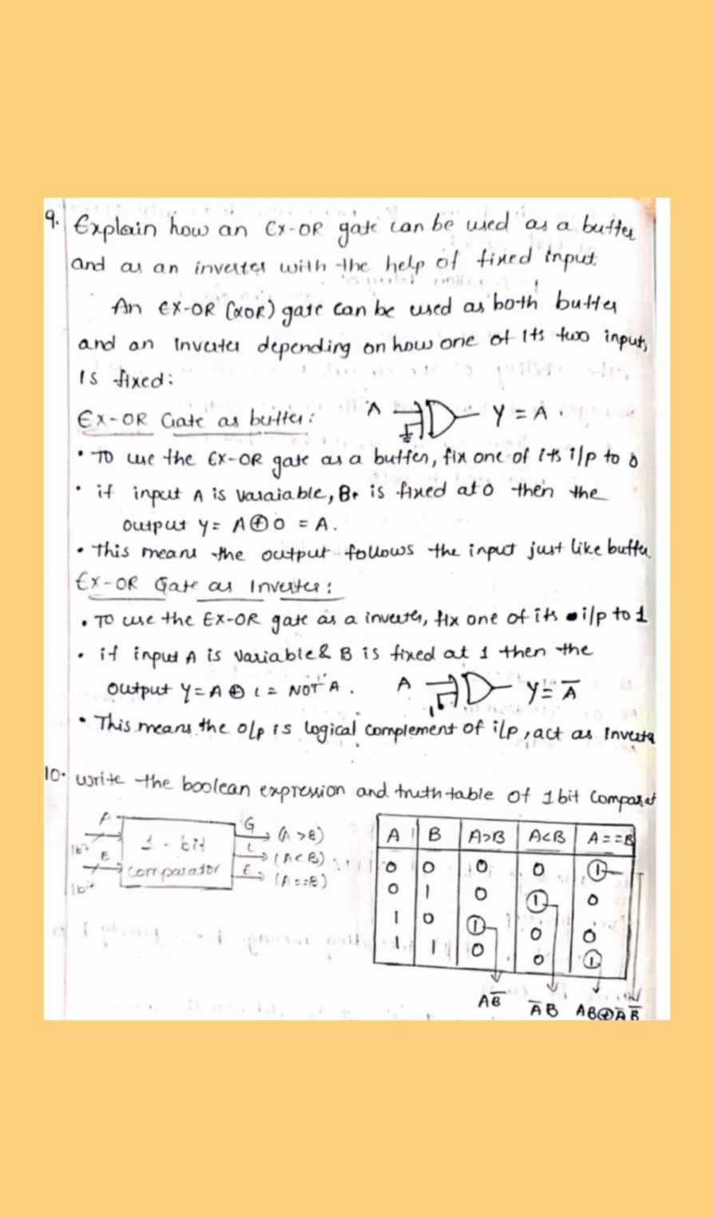Next question: write the Boolean expression and truth table of a 1-bit comparator. The comparator compares 1-bit data A and B, giving A greater than B, A less than B, and A equal to B. For A B equal to 00, 01, 10, 11: A greater than B means 10, A less than B means 01, and A equal to B is the first and last terms. A greater than B is where the output is 1, that is A B bar. A less than B is A bar B. And A equal to B is AB plus A bar B bar, that is A exclusive NOR with B.